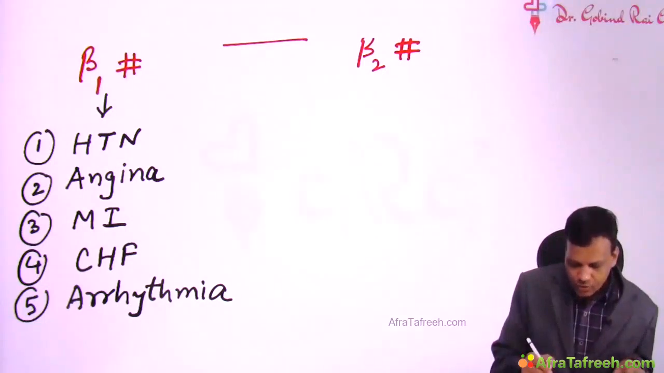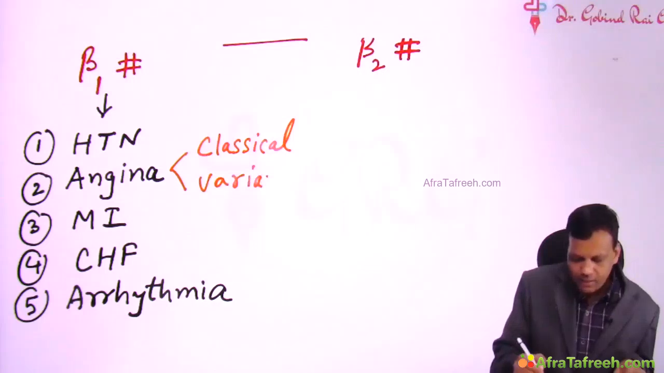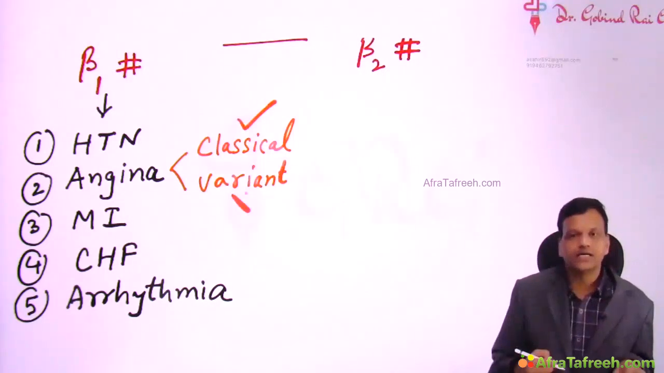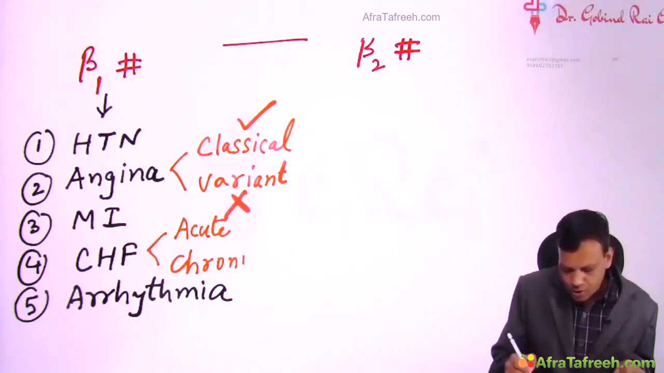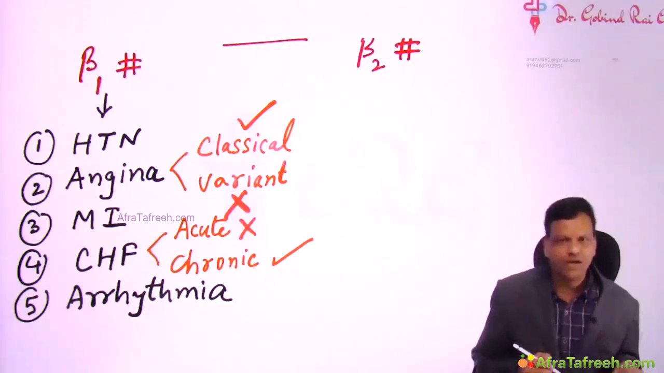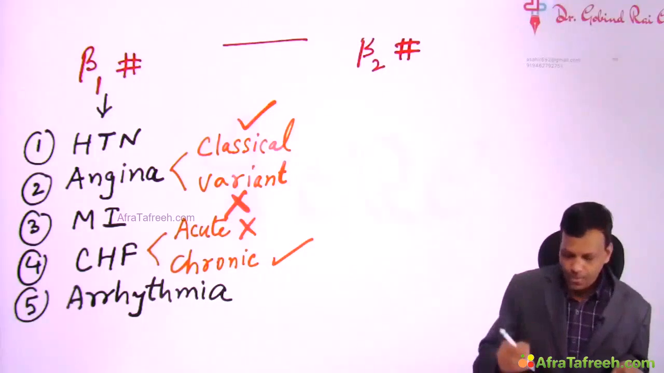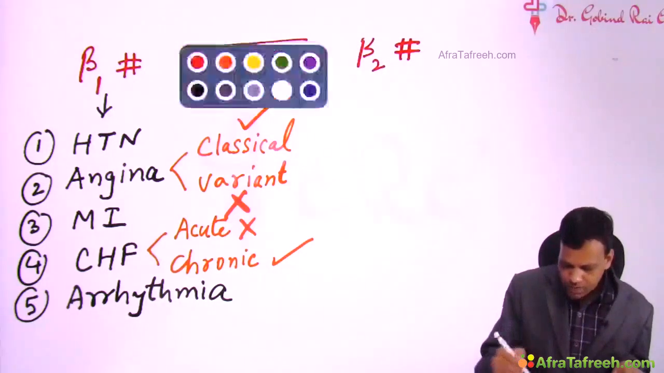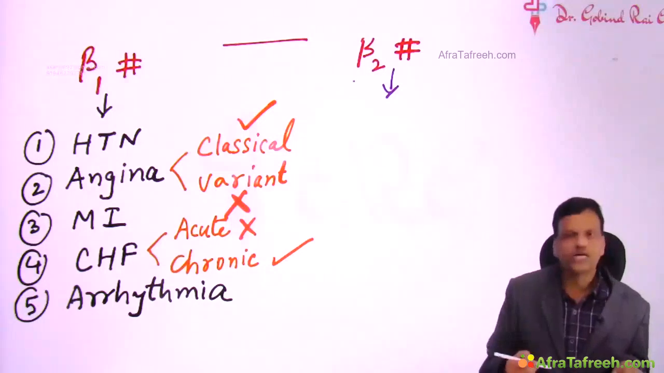Like angina is of 2 types, classical angina and variant angina. Beta blockers are used in classical angina, but they are contraindicated in variant angina. Similarly, CHF may be acute CHF or chronic CHF. Beta blockers are used in chronic CHF but contraindicated in acute CHF. So subsets we may not use, but in general we can use in all cardiovascular conditions. Now we can use beta blocker due to beta 2 blockade. So basically non-cardiac uses outside the heart.